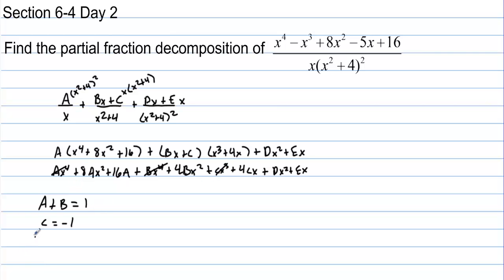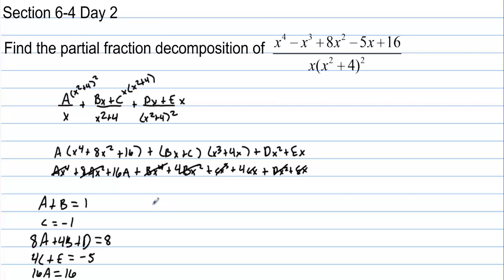How about x squareds? We have 8A, there's one of the x squareds, plus 4B, there's another one, and the last one is plus D, and the coefficient of x squareds is 8. How about x? We have 4C plus E, that's the coefficient of x, and that should be equal to -5. And then finally the only one left is the constant, which is 16A has to equal 16.